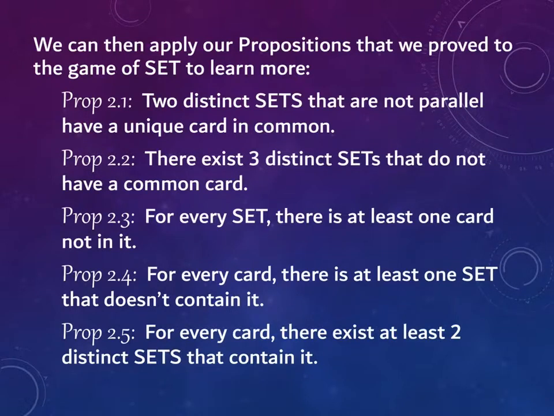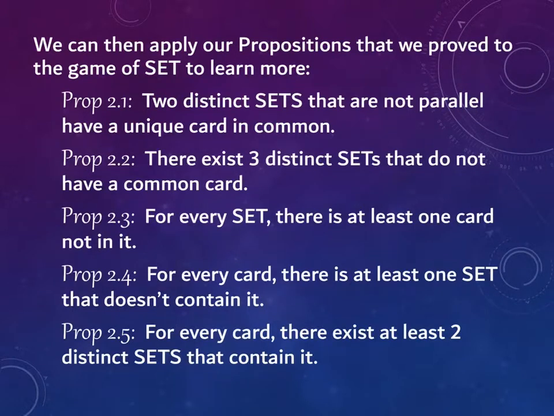Proposition 2.3 says, for every set, there's at least 1 card not in it. Some of these feel weird because we're like, well, yeah, because I played the game and I know that's true. We're not trying to prove it with the game, but we're trying to, in our mind, say, yeah, that makes sense. That's what we're doing right now. That makes sense. I agree with that.